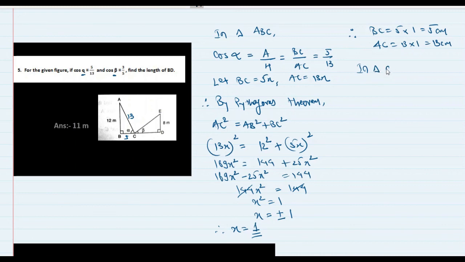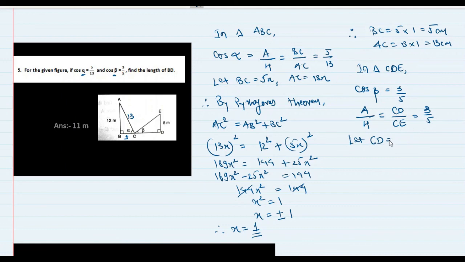So in triangle CDE, cos of beta is equal to 3 by 5. So cos is adjacent upon hypotenuse. What is adjacent to beta? CD. What is the hypotenuse? CE. CD upon CE is 3 by 5.